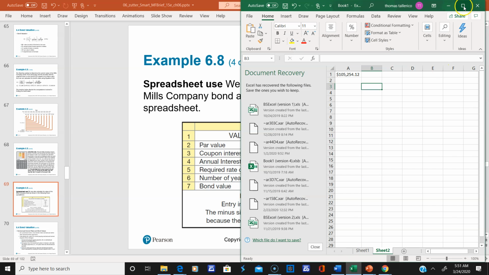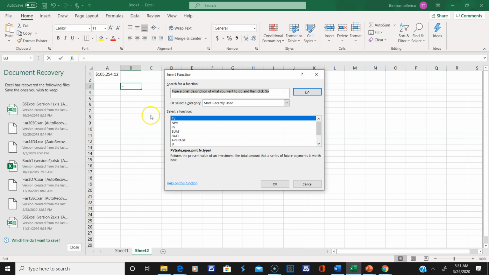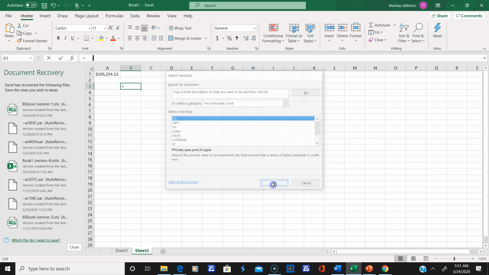So let me open this up rather quickly. And if you go to f of x right here, and I believe we did this in class, and here's PV, present value. That's how you get to the price of the bond.